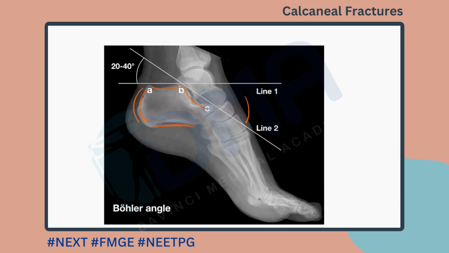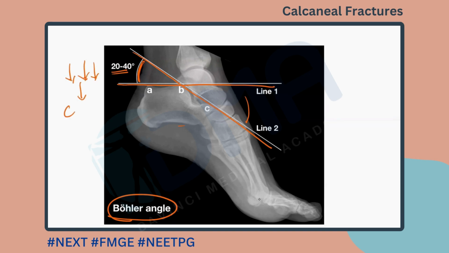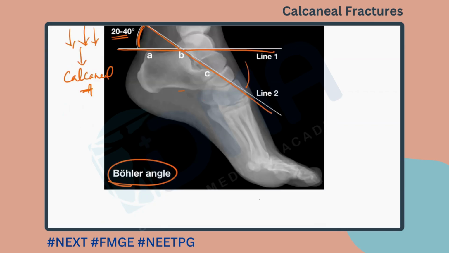Now, how many lines are you drawing? Two lines. One line along the superior surface on the posterior side, another along the superior surface on the anterior side, and these two form an angle here. This is called Bohler's angle. It is 20 to 40 degrees. If this angle decreases, it indicates calcaneal fracture.